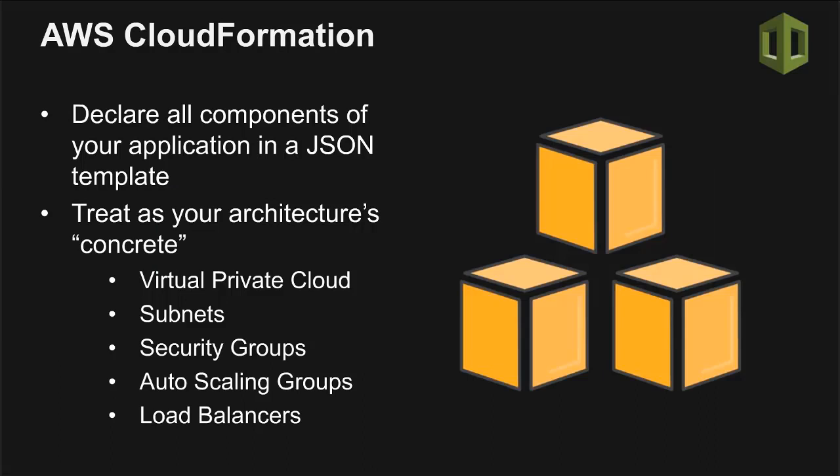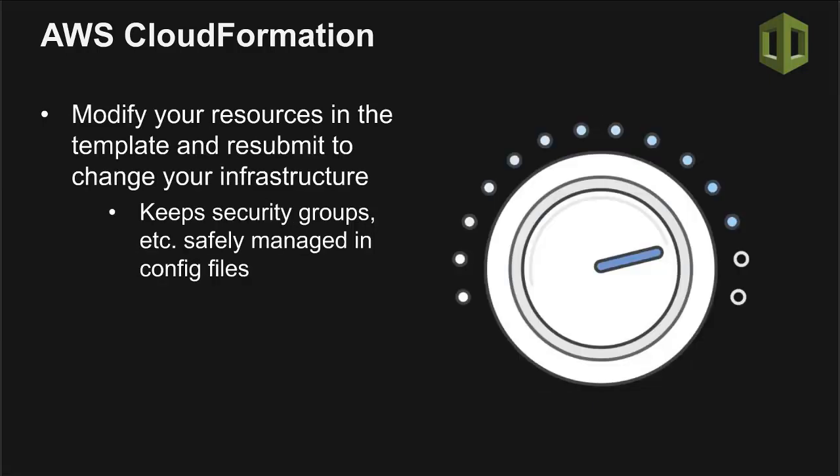So CloudFormation allows you to declare all the components of your application in a JSON or YAML template. After you've done that, you treat this code as your actual infrastructure. So you get infrastructure as code. You can define your VPCs, your subnets, your security groups, your auto scaling groups, your load balancers, as well as your instances in your CloudFormation templates.